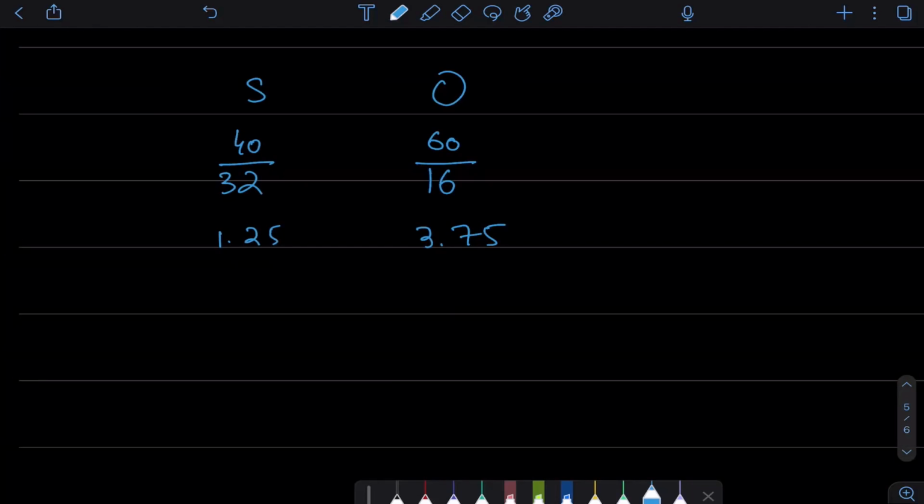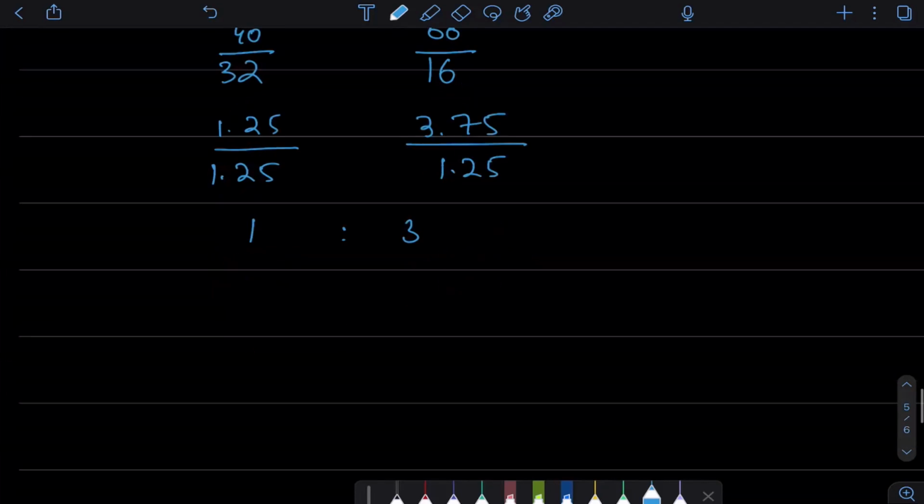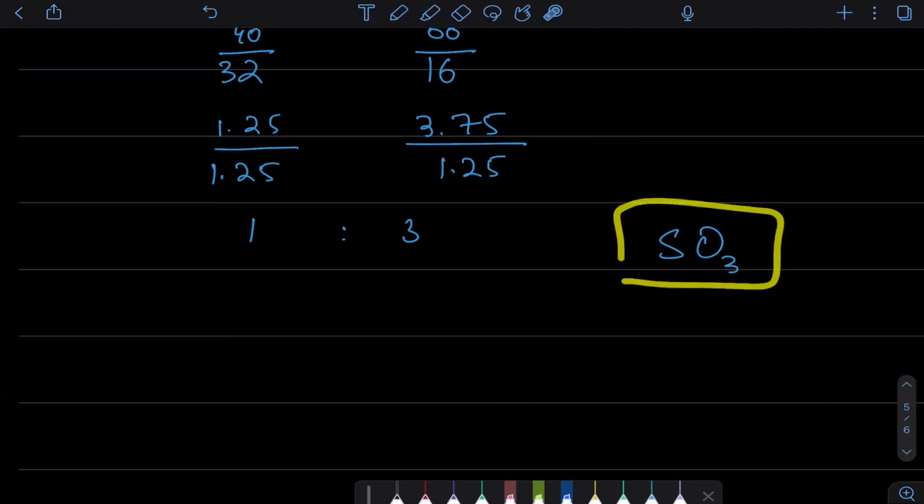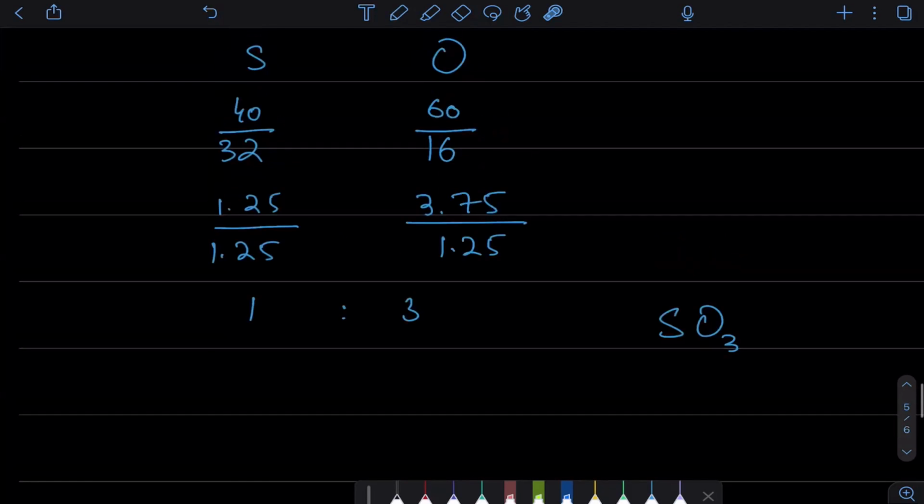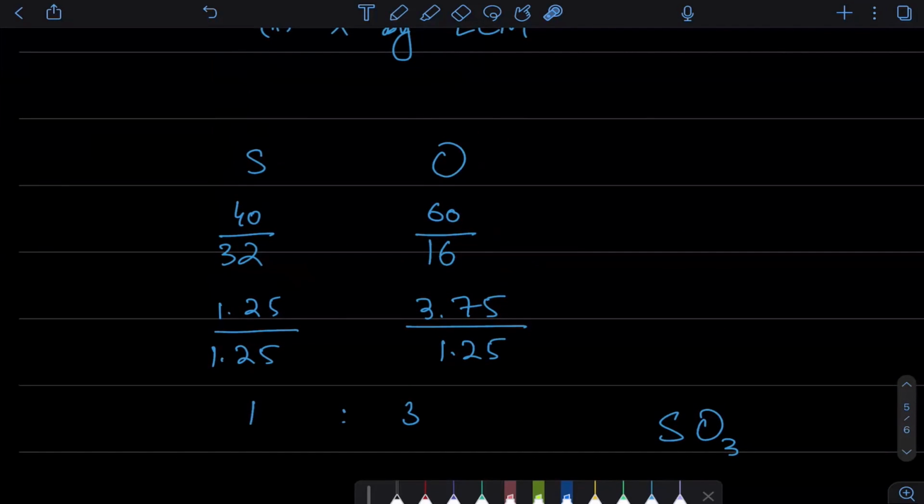Now I have this. I will obviously divide by the smallest. That's my second step. So this gives me 1:3. And that's my answer. My answer is S1O3. Don't forget to write the formula at the end. Sometimes students forget. They do it up to here and then leave it. Don't forget to do that. Okay, so that's how you figure out the empirical formula.